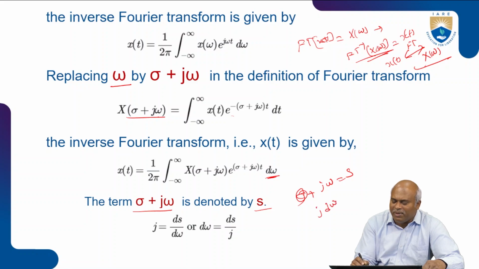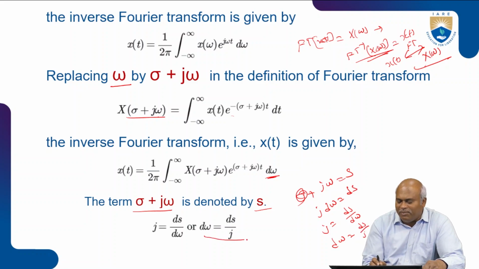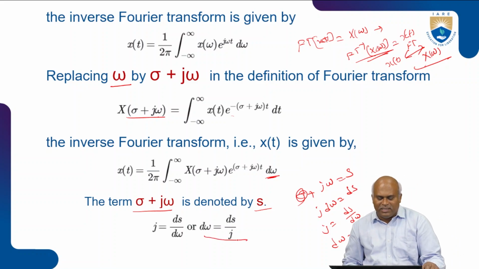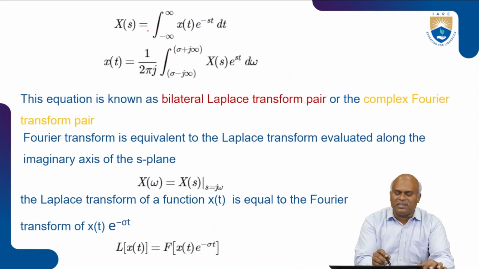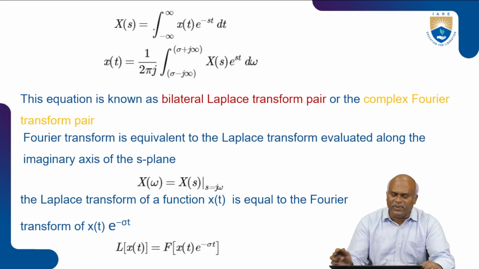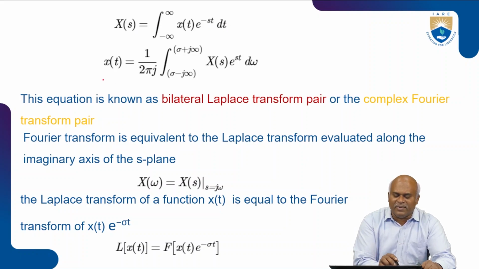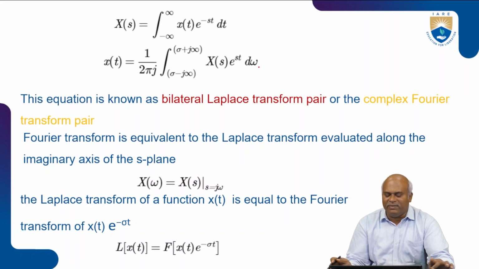j d omega equal to d s, so j equal to d s divided by d omega. I need d omega, that means d s divided by j. So here d omega equals d s divided by j. These terms need to be substituted in this equation. Now, X of s equals the integration from minus infinity to plus infinity of x of t e power minus st dt. Then x of t is equal to 1 by 2 pi j, the integration from sigma minus j infinity to sigma plus j infinity of X of s e power st ds, we write.